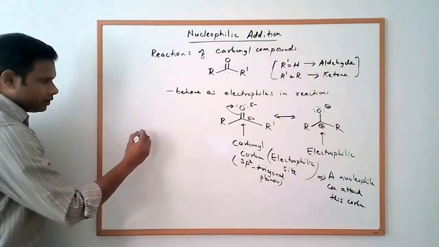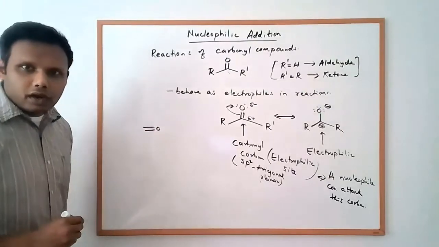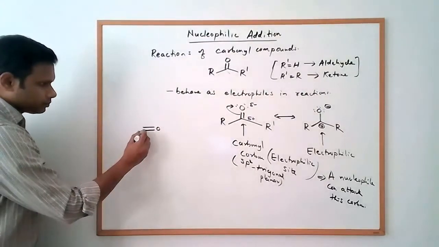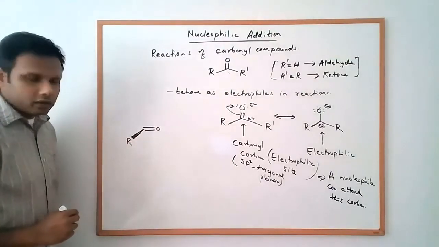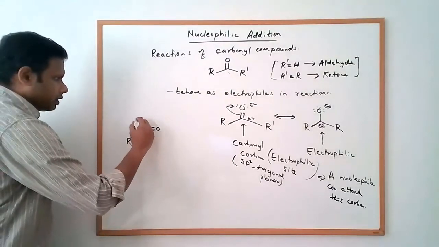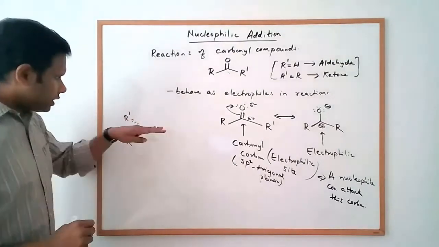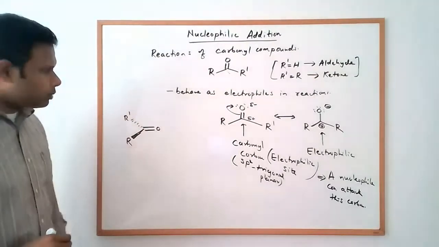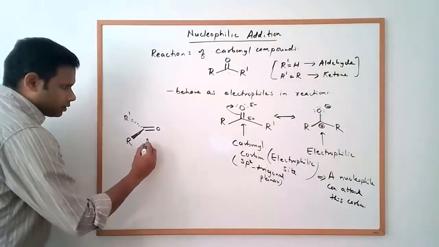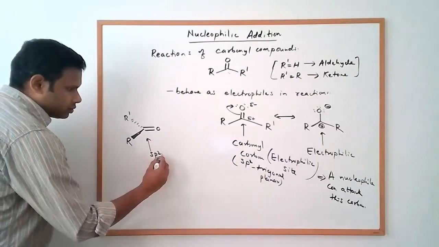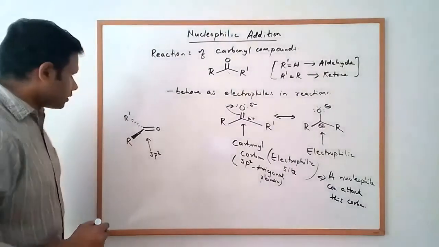So when we have a carbonyl compound, you have the double bonded oxygen. I'm going to put the R group on a wedge and the R dash or the R prime on a dash to say that we are looking at a trigonal planar structure. Okay, so this is sp2 hybridized. So the geometry around that carbon is trigonal planar.